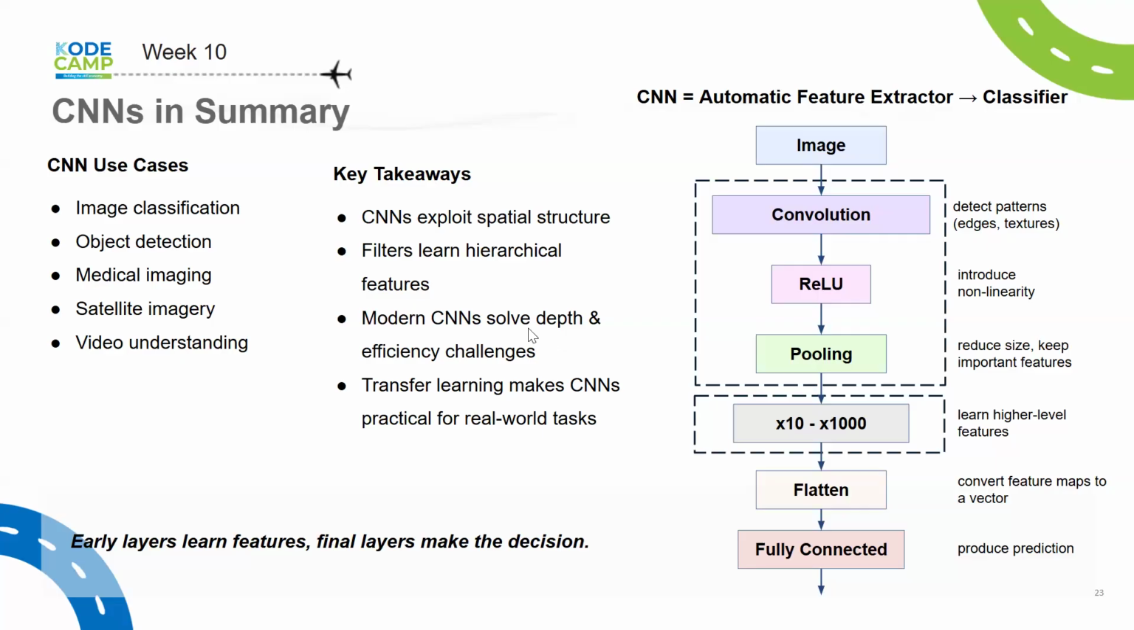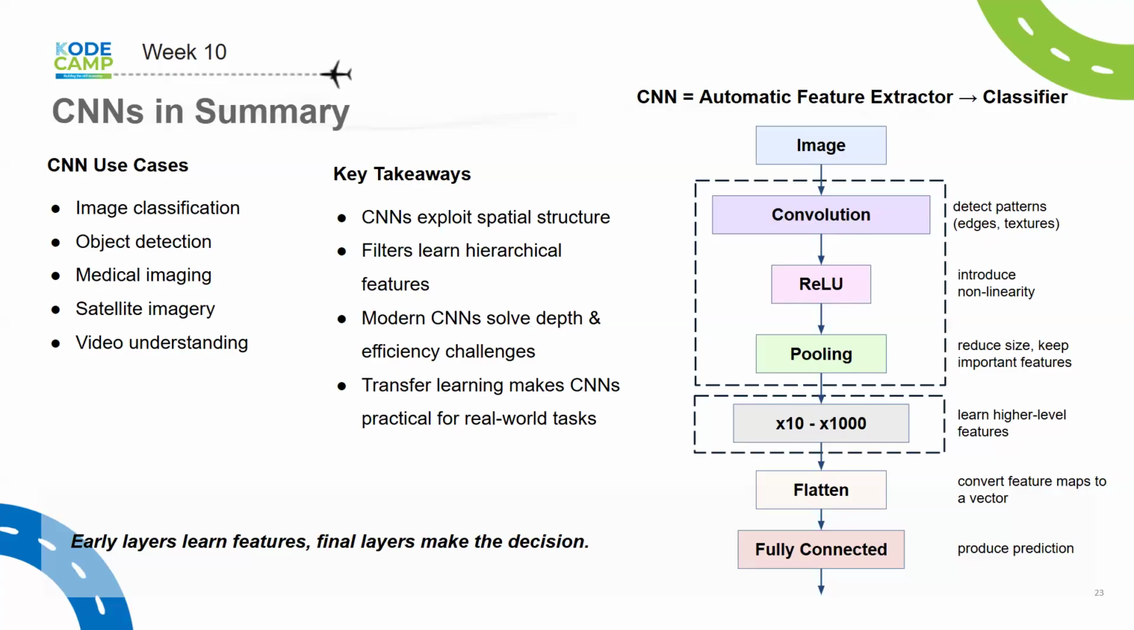So the modern CNN solves the problem of depth with skip connections, and the problem of efficiency with more efficient networks. That skip connection was a key element. And then we've not talked about transfer learning. We'll talk about that when we come back.